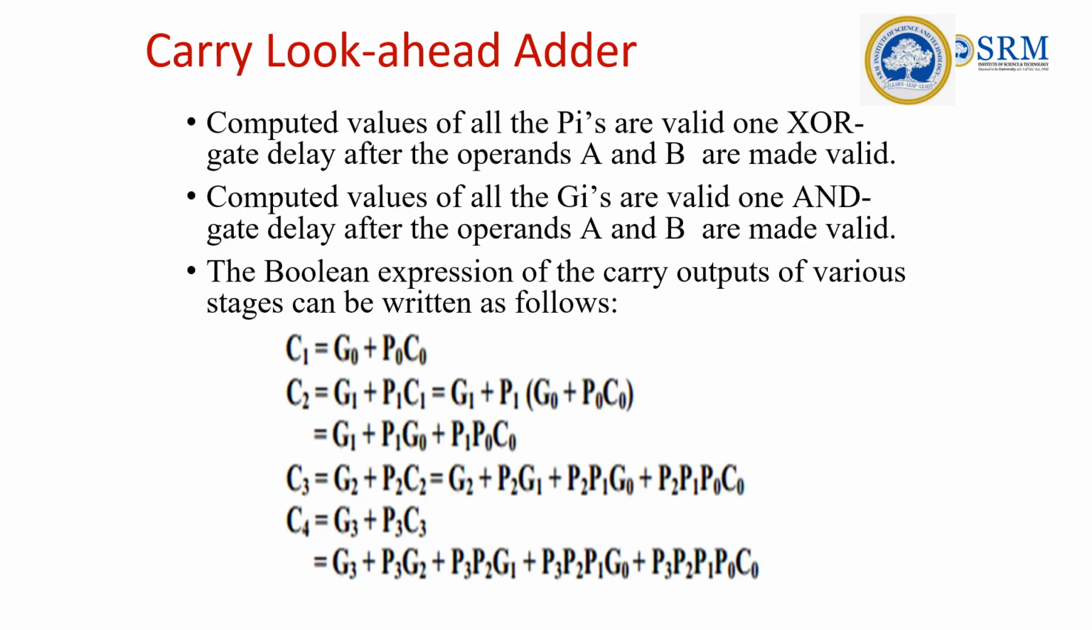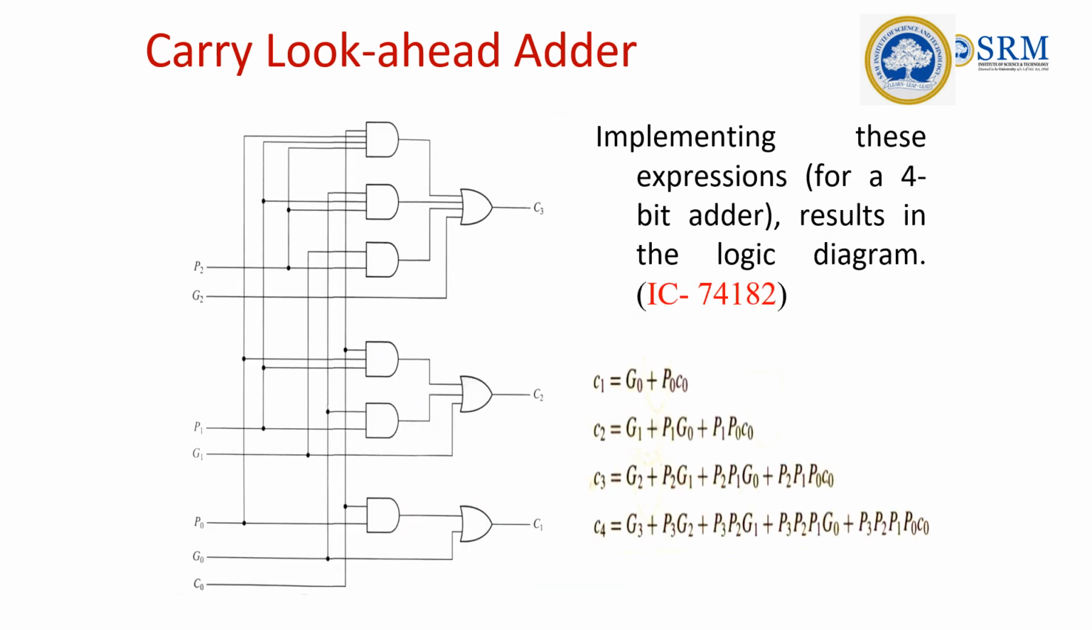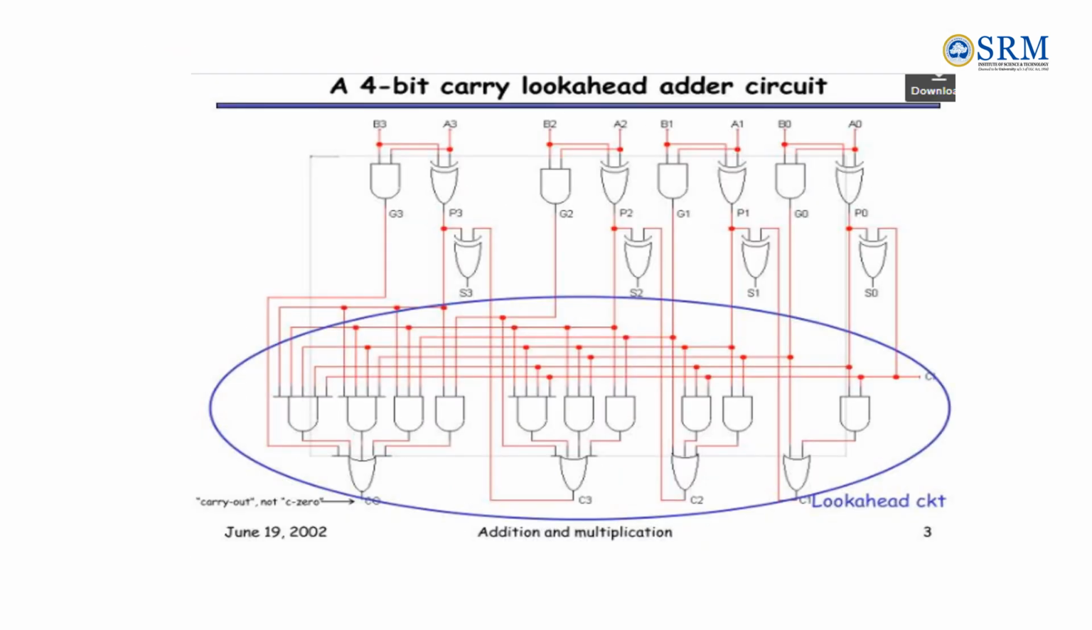Using that, I can say C1 is equal to G0 plus P0 C0, and C2 is equal to G1 plus P1 G0 plus P1 P0 C0. If you look at all this, with C0 alone you can generate the C4 carry. So that is what we have saved, 4 clock cycles. This is the carry look ahead adder. This is a small implementation of it. So a 4-bit carry look ahead adder circuit will look something like this.